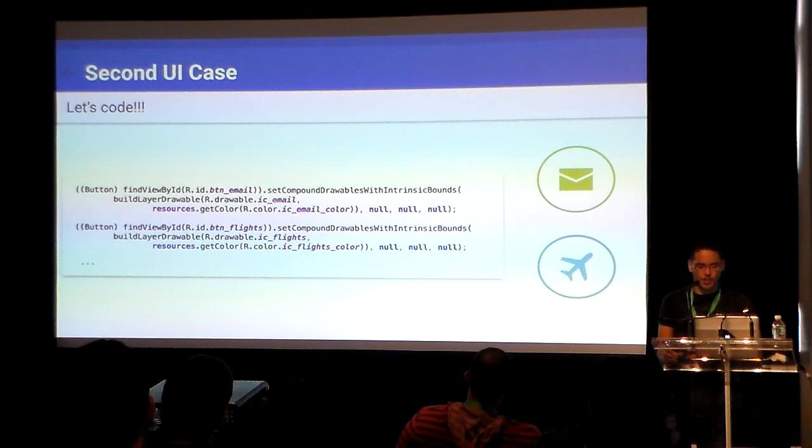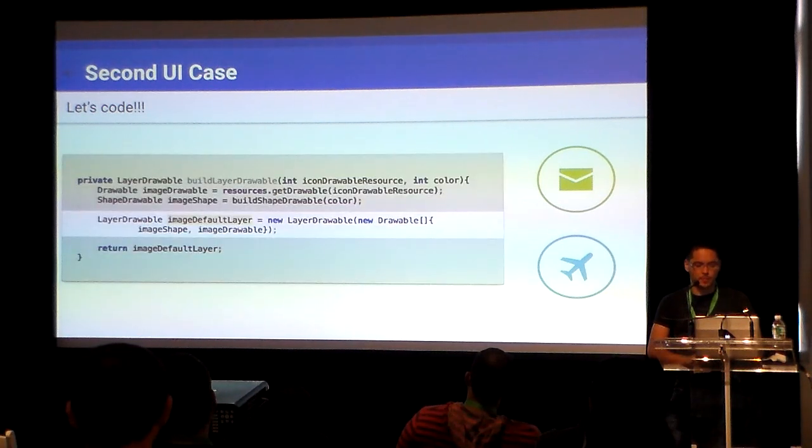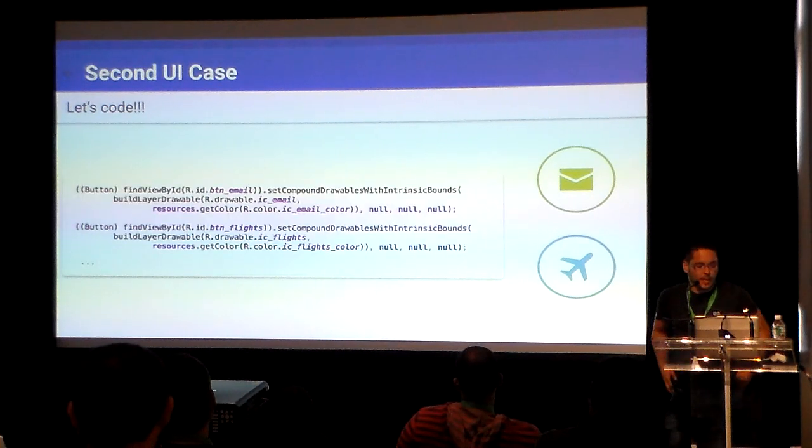But for now, we're going to set this method where we can say which is our icon. And I can just call my method build layer drawable. We can see that before I was returning a layer drawable that has my resources that I just created. And I can set for flights, and I say that the color is going to be green, and then I say that my flight is going to be blue.